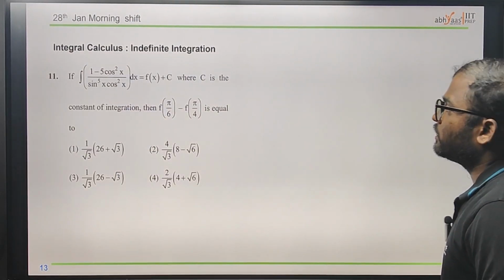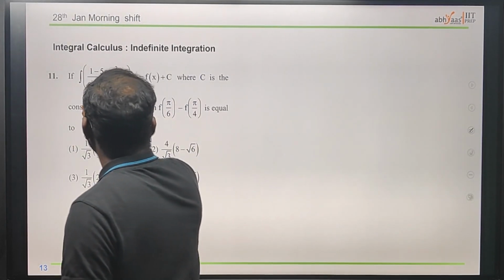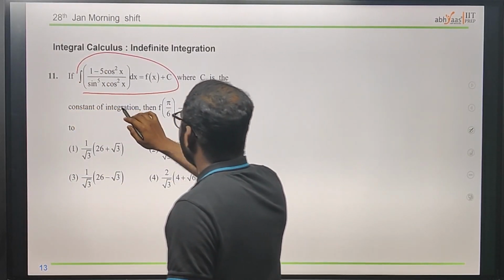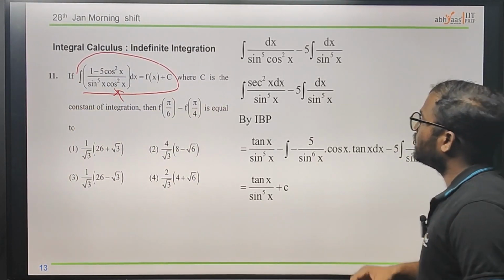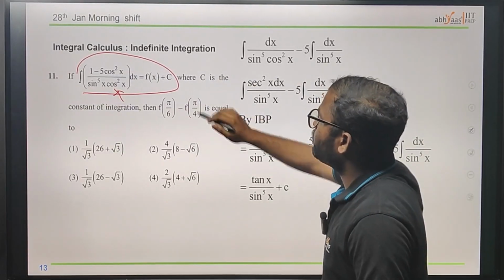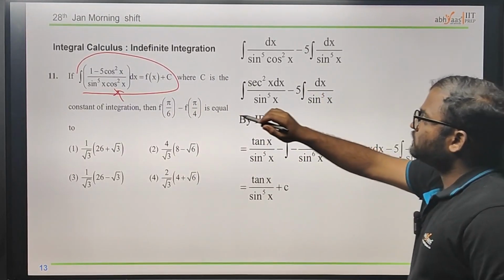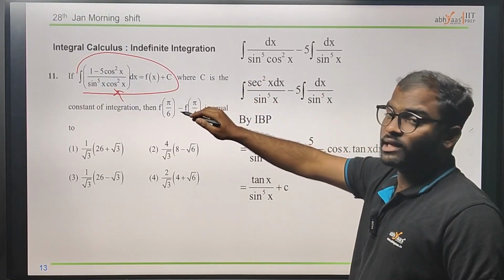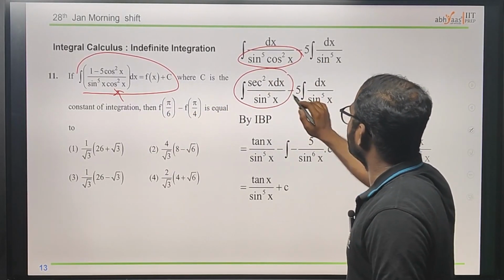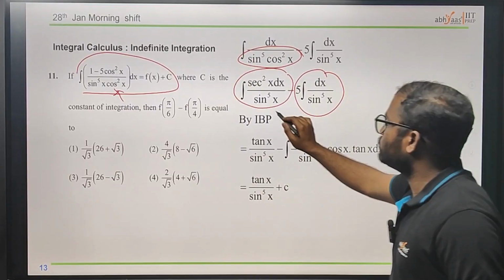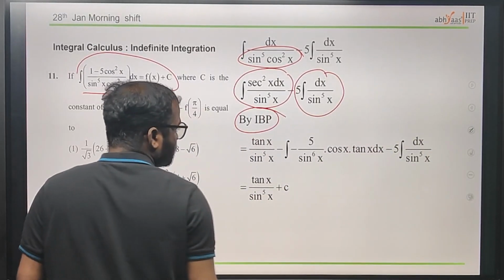Next, we have a question based on integral calculus. Just do the integration of this one. Further, we have trigonometric expressions here. See here, first we have 1 minus 5 cos square x. Make it separate with the LCM, and we can have this type of situation. Now this can be converted into this one, and also we have this type. By using integration by parts, we can further solve this.